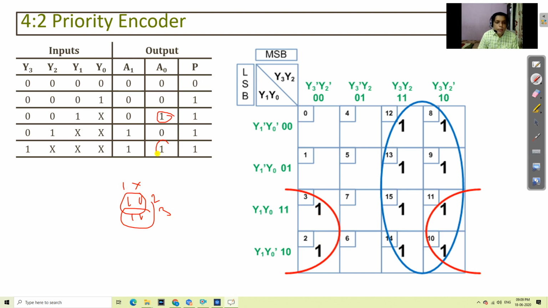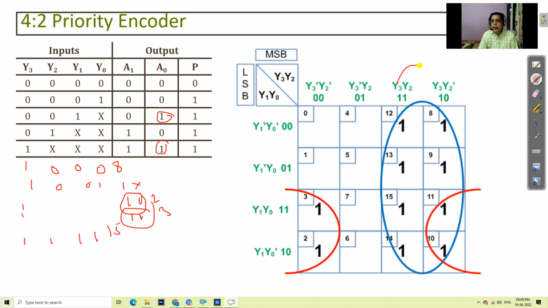Similarly, A0 will be equal to 1 when the input is 1 cross cross cross. That is, whether the input is 1 0 0 0 or 1 0 0 1, and likewise it goes up to 1 1 1 1. That is from 8 to 15. Whatever the input from 8 to 15, it will be present. So 8 1, 9 1, 10 1, 11 1, 12 1, 13 1, 14 1, 15 1. So I can make this group of 8.